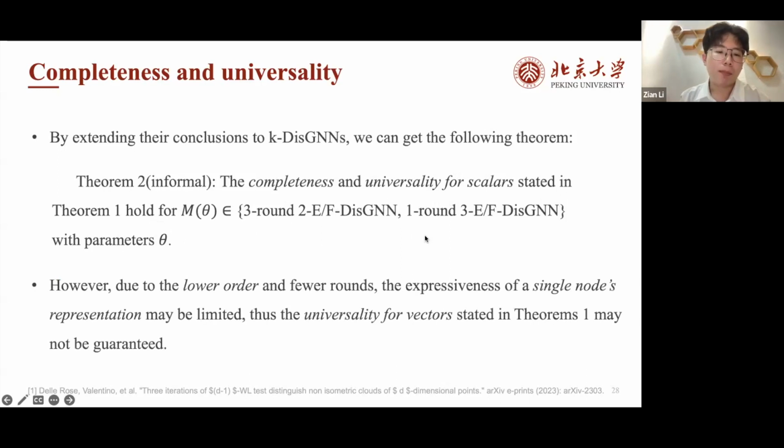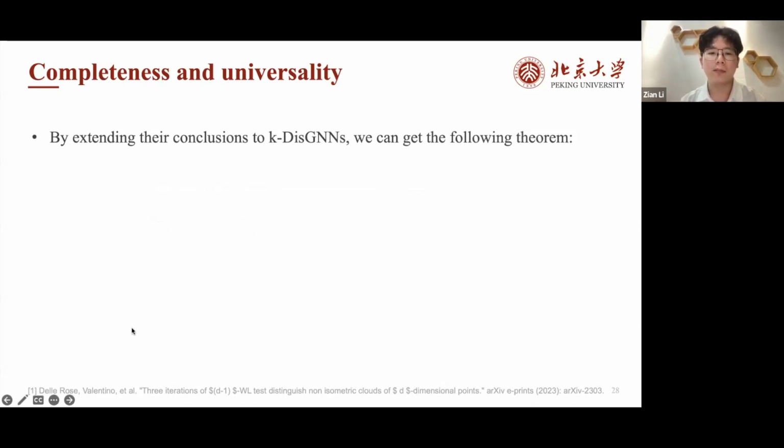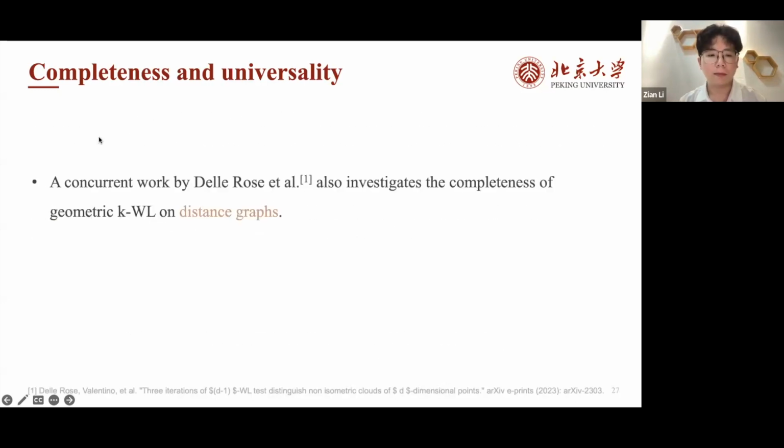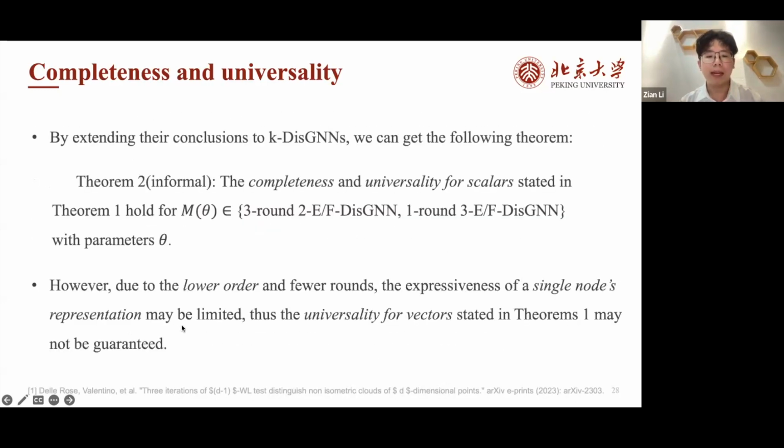Note that because we use lower order and fewer rounds here, the expressiveness of a single node representation, h_m, which we defined in the previous slide, may be limited. So we may not guarantee the universality for vectors stated in Theorem 1. To summarize, we can achieve universality for scalars, we can achieve completeness when k is larger than 2, and we can achieve universality for vectors when k is larger than 3.